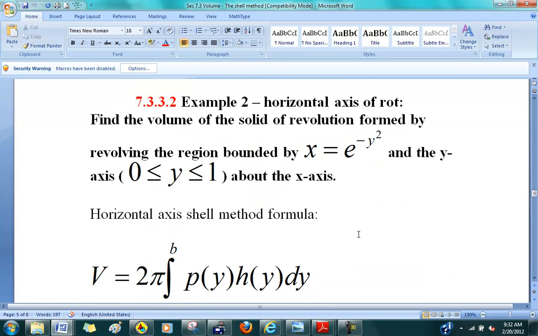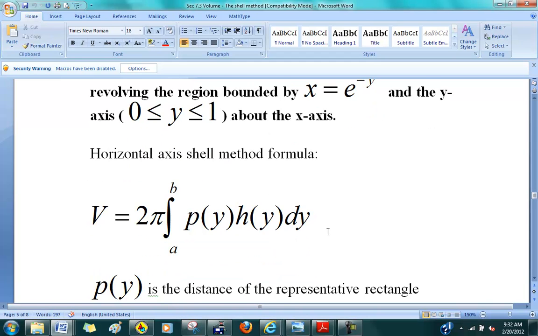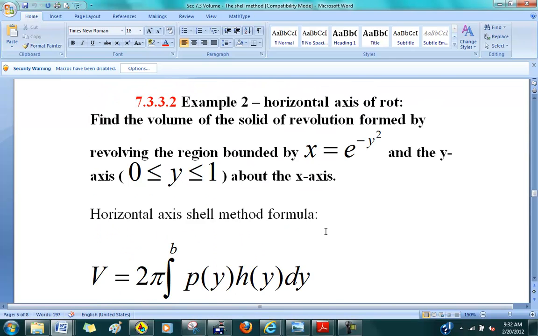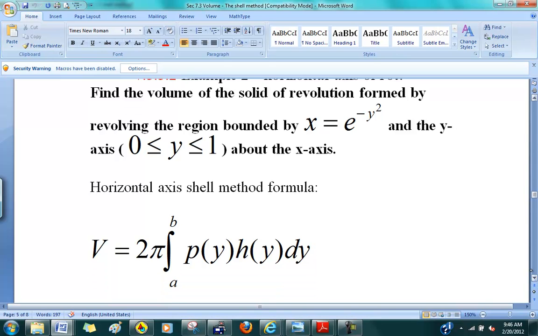Horizontal axis of rotation: find the volume of the solid of revolution formed by the region described, and you're going to use the horizontal shell method. I'm surprised I don't have a picture in here. I guess I better generate one. So hold on. The next example I'm going to do uses the shell method, rotating the region as described in the example right here. Since it's being rotated about the x-axis, we're going to integrate with respect to the y variable, and you're going to use the horizontal shell method formula.